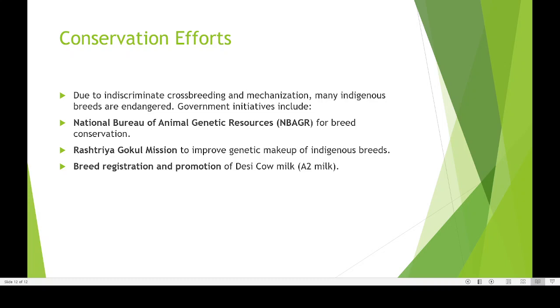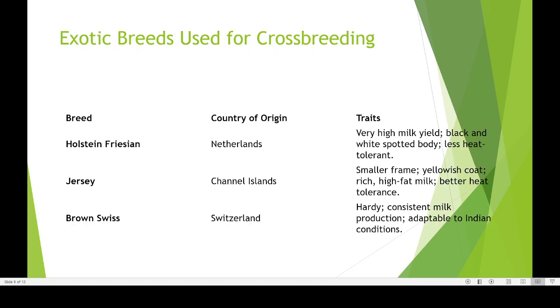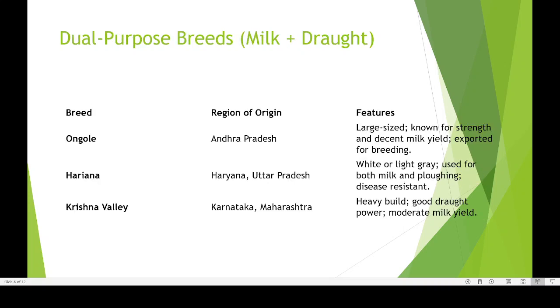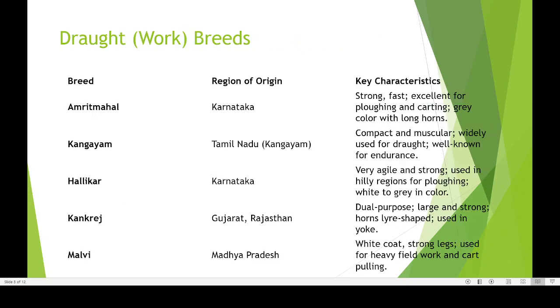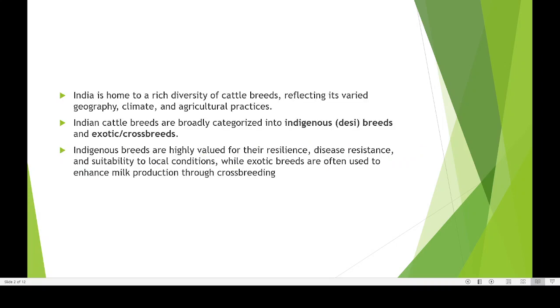So remember the different names of cow breeds, like Holstein Friesian, Jersey, Brown Swiss. Then also the Deshi breeds and dual purpose breeds. These are some examples of different types of breeds. Then we will see some videos later on how cattle rearing is going on in India.